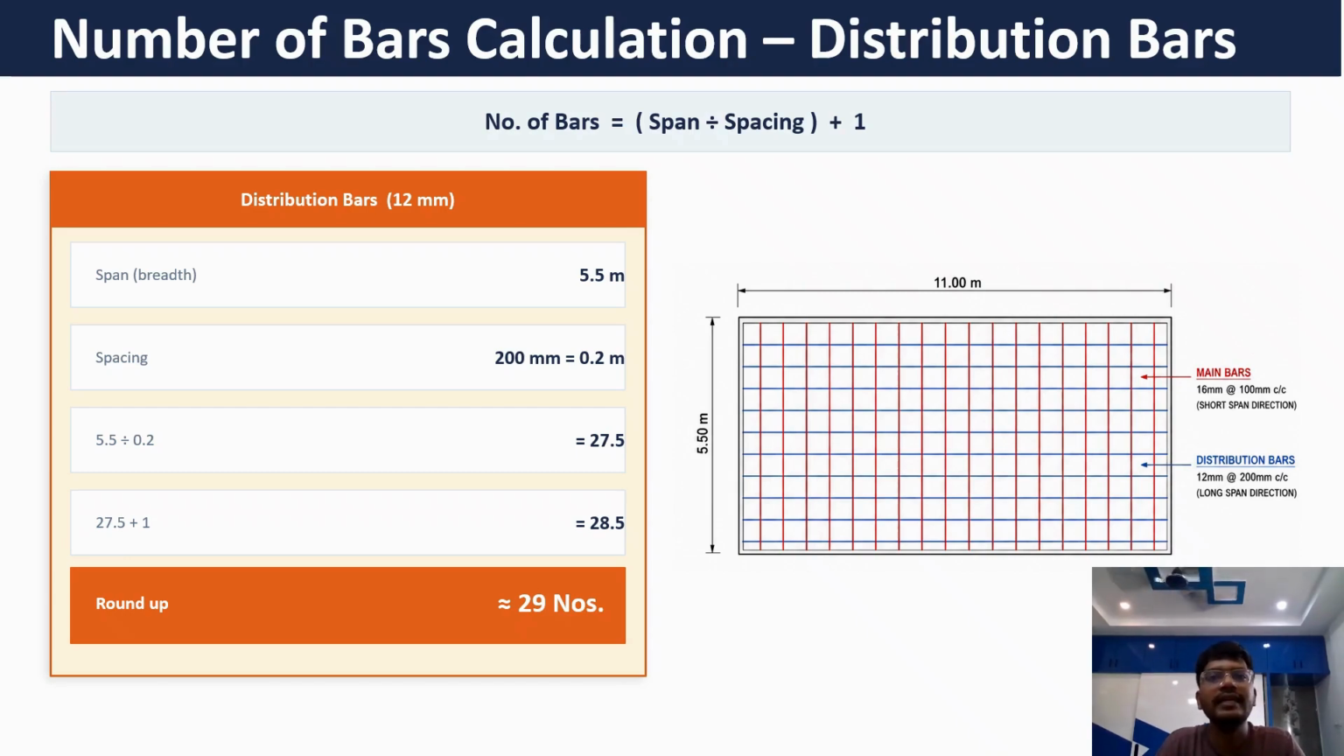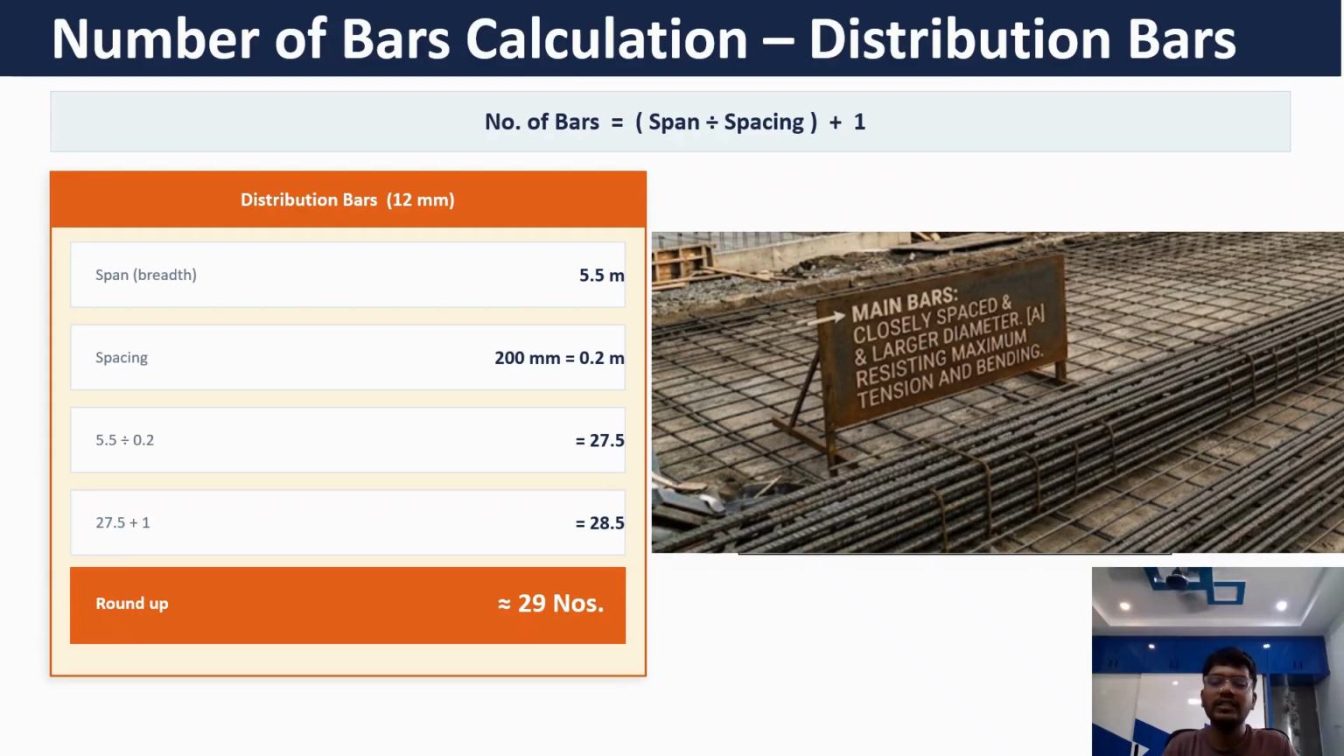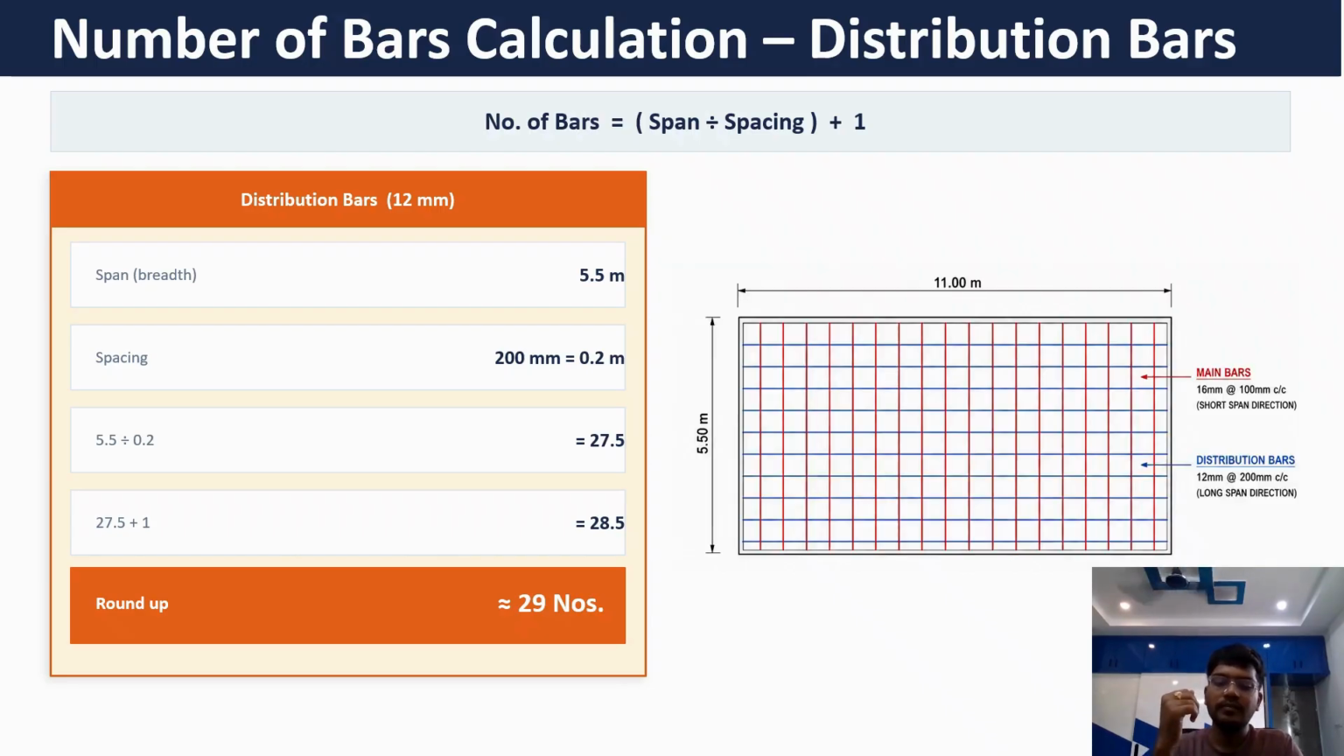Now think like a site engineer. Why are main bars placed closely? Because they carry major tension forces, they resist bending, and a slab usually fails in tension first. That's why the main bar diameters are larger, they are placed closely, and the quantity is more. And these bars are used as main reinforcement.